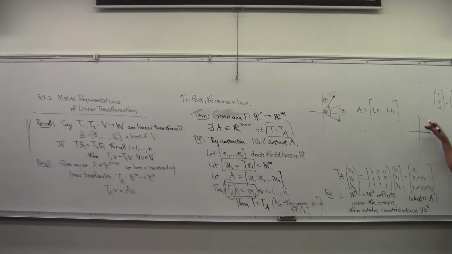You've got E1 here, you reflect it across the x-axis, and then you rotate it 90 degrees. What do you get? You get 0, 1. And then for the other one, you take L of E2, you take the reflection of that across the x-axis, you rotate it 90 degrees, and you get 1, 0. So the matrix representation of this is going to be 0, 1, 1, 0.